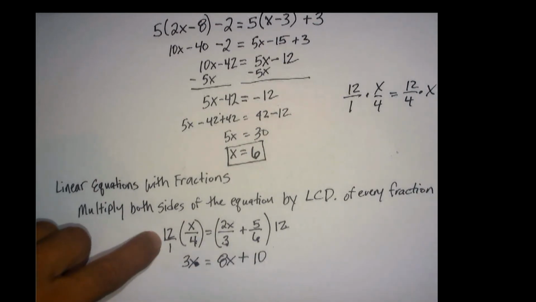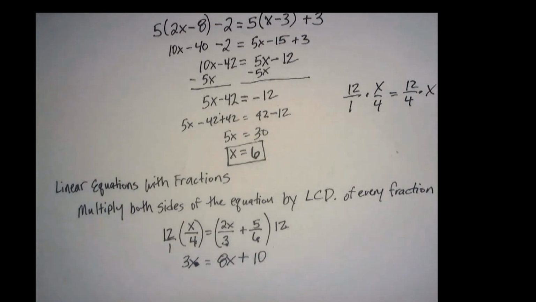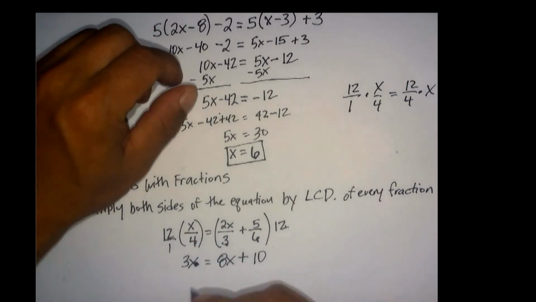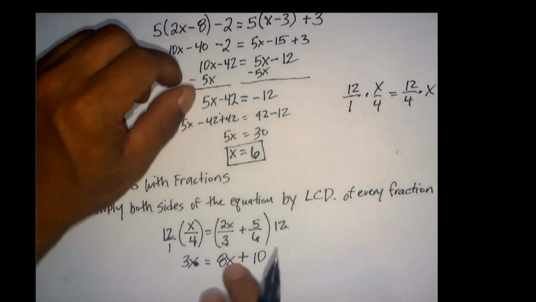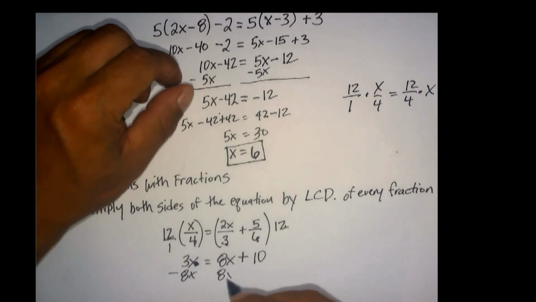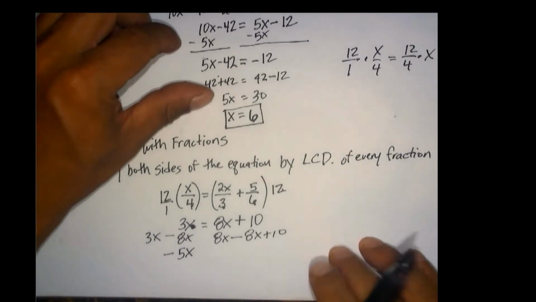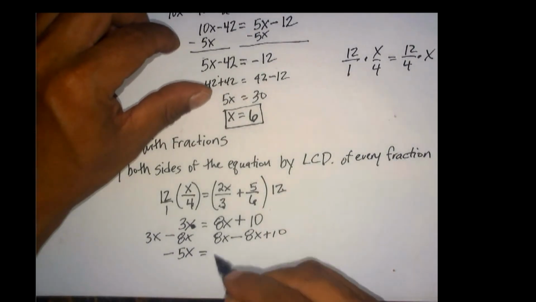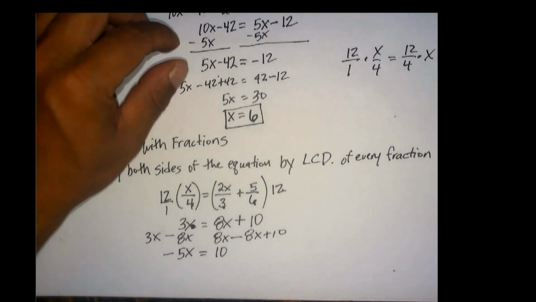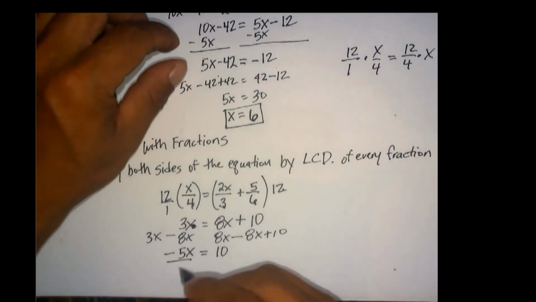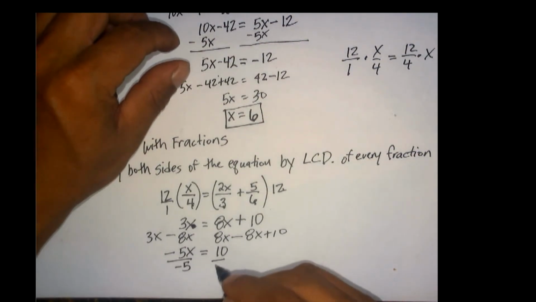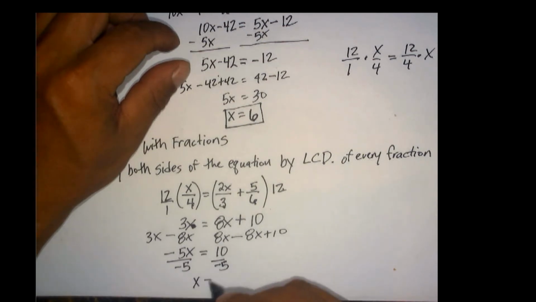Okay, so now we need to take 8x from both sides. There's no number over here, so we have to move this over here. If we take 8x from both sides, we get negative 5x is equal to 10. And then we divide both sides by negative 5, and x is negative 2.